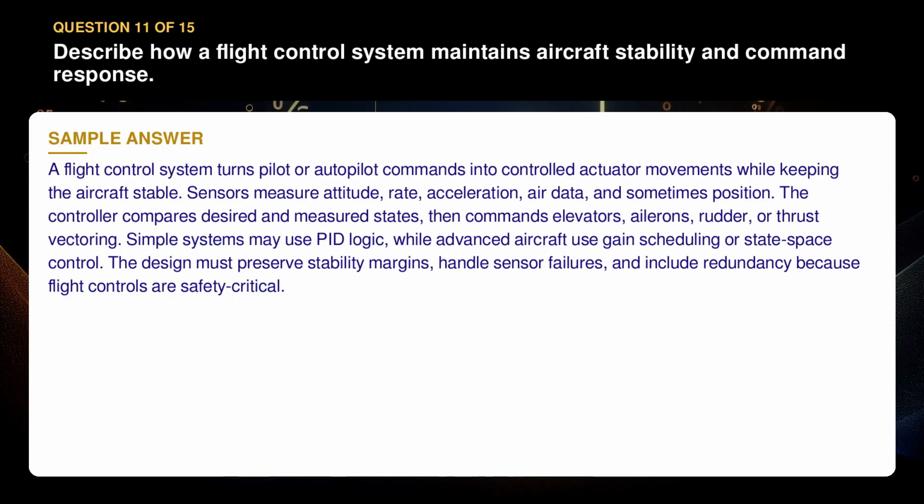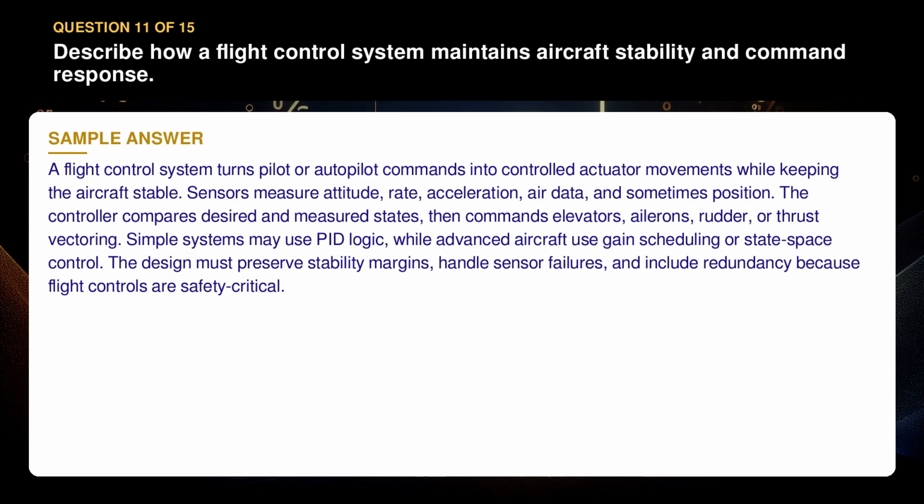A flight control system turns pilot or autopilot commands into controlled actuator movements while keeping the aircraft stable. Sensors measure attitude, rate, acceleration, air data, and sometimes position. The controller compares desired and measured states, then commands elevators, ailerons, rudder, or thrust vectoring. Simple systems may use PID logic, while advanced aircraft use gain scheduling or state space control.